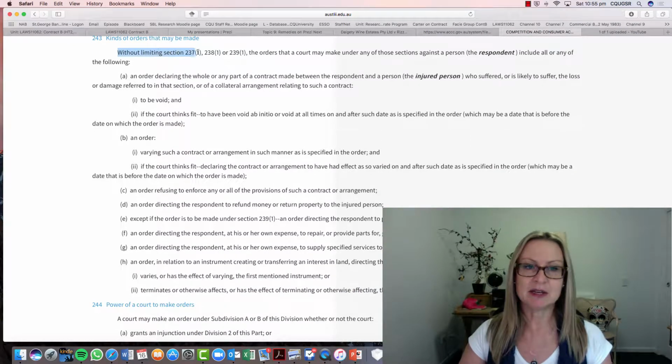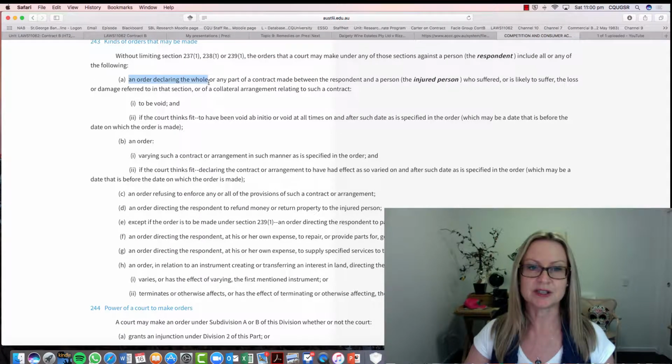So without limiting Section 237, the orders a court can make under that section include any of the following. Sub A, an order declaring the whole or part of any contract to be void. It can either be void ab initio or void after a certain date. An order varying the contract, or it may be varied on and after such particular date as the court thinks fit.